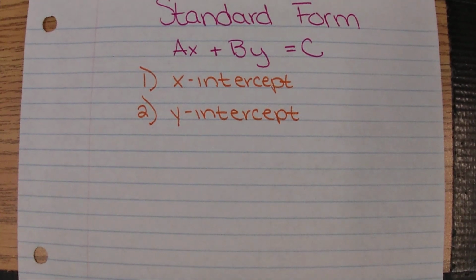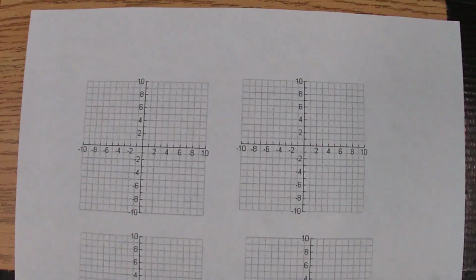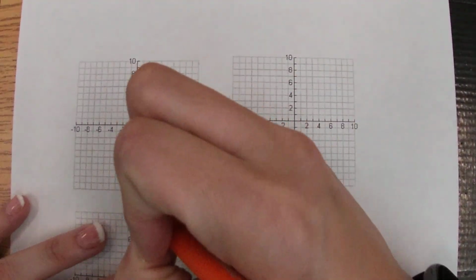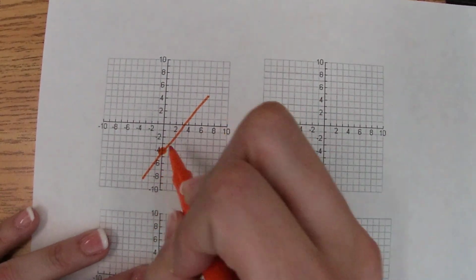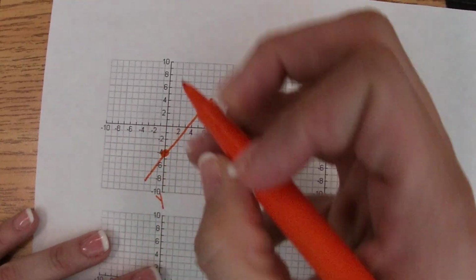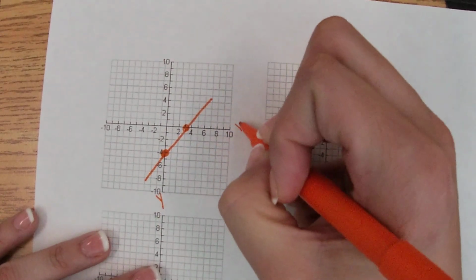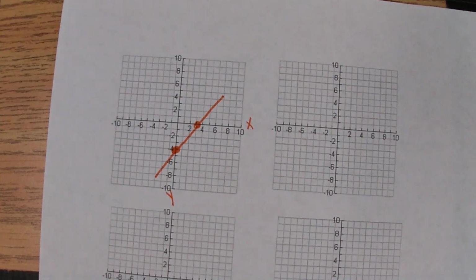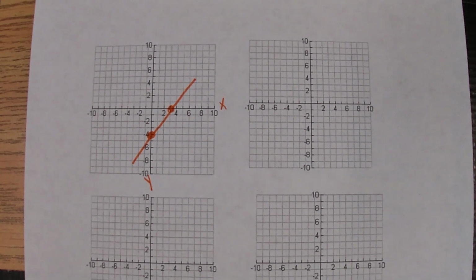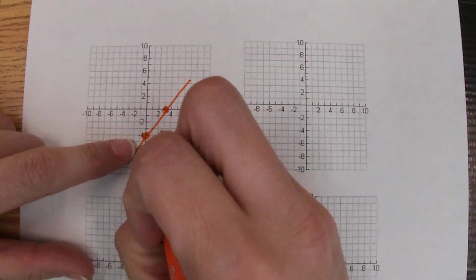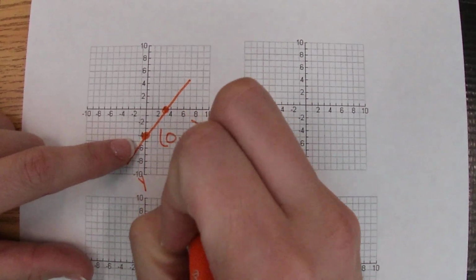So if I'm looking at a graph on the coordinate plane, and I have a line here, this is my y-intercept because it's where it crosses on the y-axis. And this is my x-intercept because it's where it crosses on the x-axis. Now, normally we would name these as ordered pairs. So I might say that this is the ordered pair 0, -4, right?